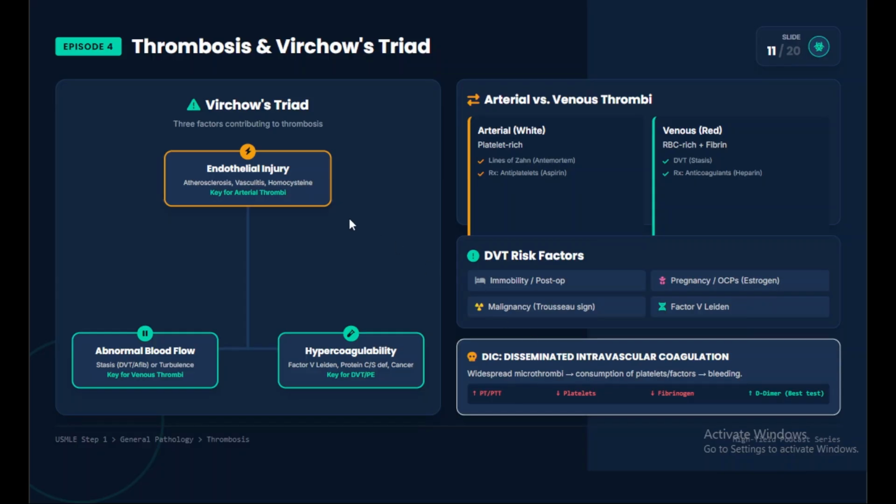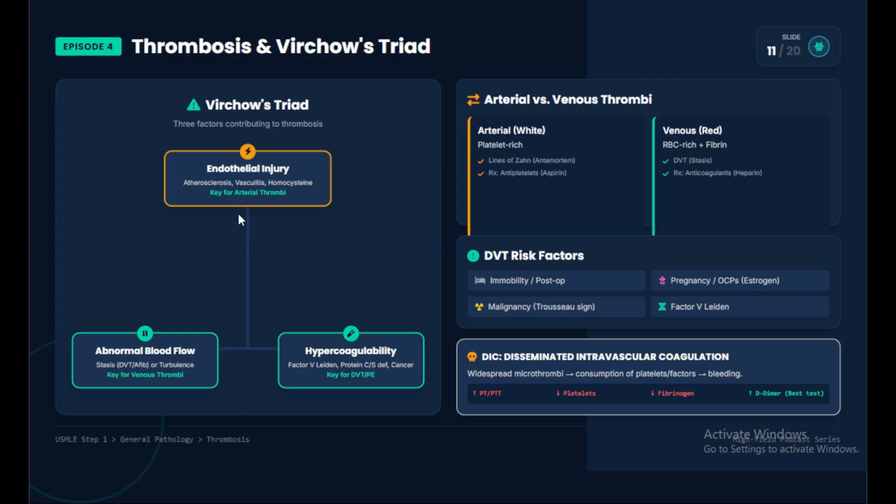First of all, let's talk about the Virchow triad, and first I'll talk about endothelial injury. Endothelial injury is damage to the vessel lining, and the classic examples are atherosclerosis, vasculitis, and homocysteine toxicity. The key for arterial thrombi is that arteries deal with high-pressure flow, so endothelial integrity is critical. Now, the second thing in the Virchow triad is abnormal blood flow.